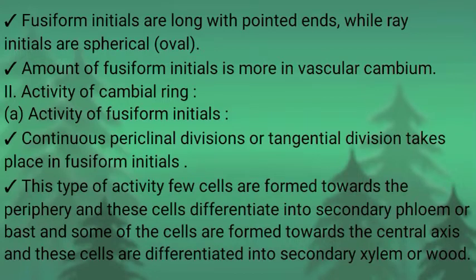The second one, activity of cambial ring. Under this, the very first one, activity of fusiform initials. Continuous periclinal divisions or tangential divisions take place in fusiform initials. In this activity, a few cells are formed towards the periphery and these cells differentiate into secondary phloem or bast, and some of the cells are formed towards the central axis and these cells differentiate into secondary xylem or wood. You have to remember, secondary phloem is also called bast, secondary xylem is also called wood.